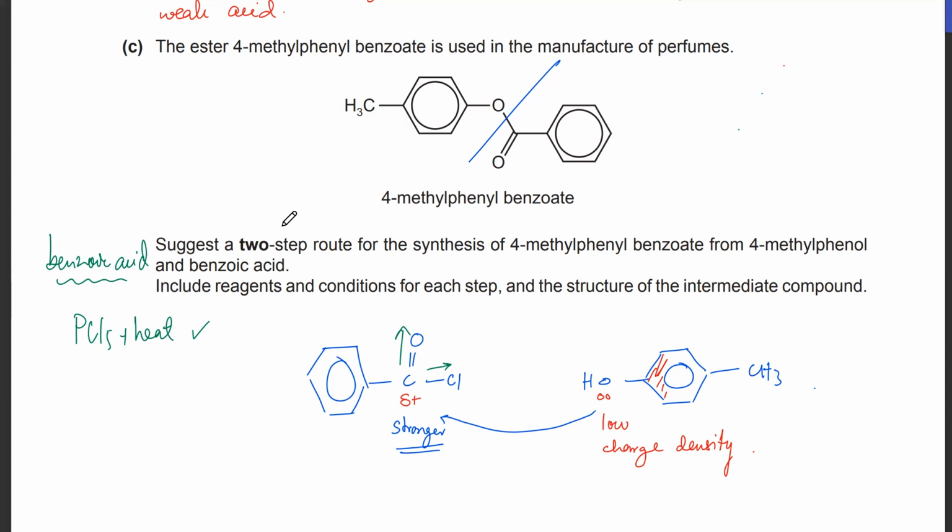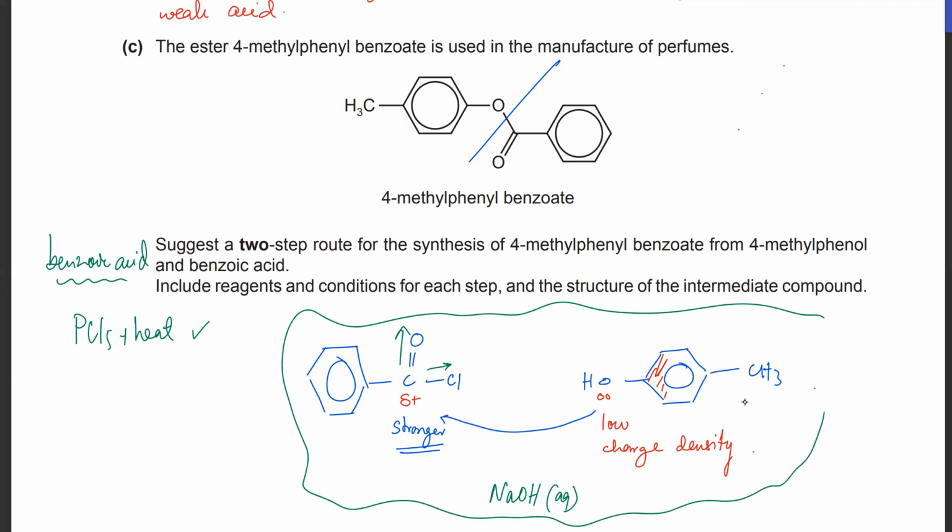This is why it's a two-step reaction, because esters can't be formed using carboxylic acids with phenols. It has to be an acyl chloride. So that's the first step, PCl5. And then you can form the ester. For that, you usually use alkaline conditions. Aqueous NaOH is used for this part. Why do you use aqueous NaOH? That's another story.